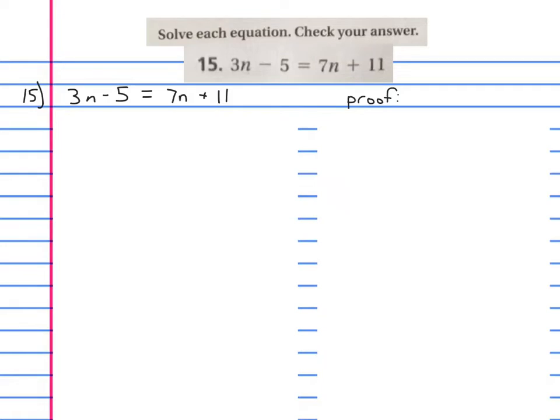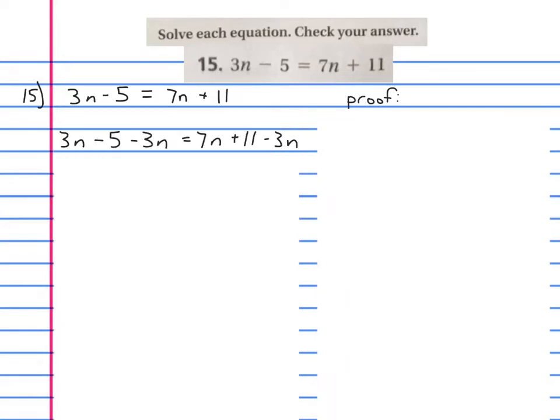What are we looking at here? We've got: solve each equation, check your answer. I need to isolate the variable. What am I going to do first? Well, let's take a look at what we've done here first.